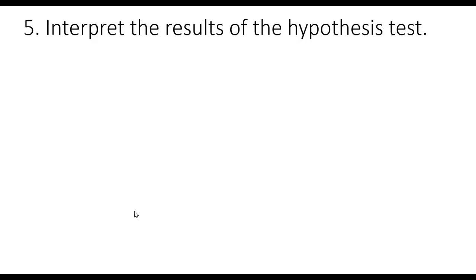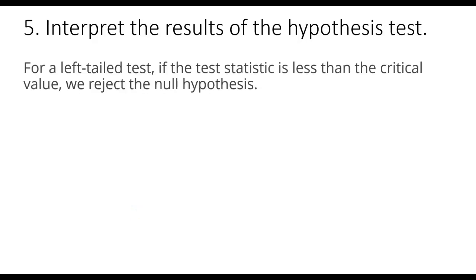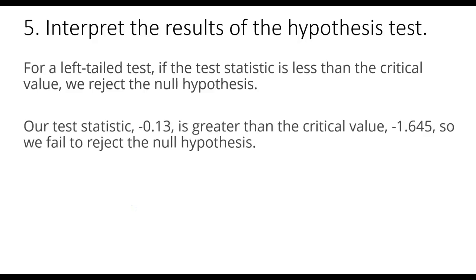When we interpret the results, we need to use our critical value as well as our test statistic. So for a left-tailed test, if the test statistic is less than the critical value, falls in that rejection region, that's when we know that we reject the null hypothesis. So for our case here, our test statistic, negative 0.13, is actually greater than the critical value. It's going to fall to the right, and therefore it is not going to fall in the rejection region. So we fail to reject the null hypothesis.